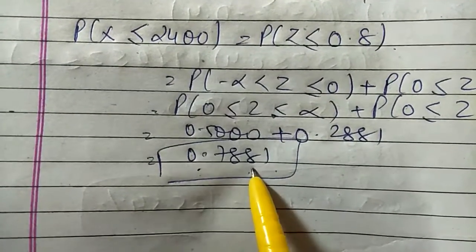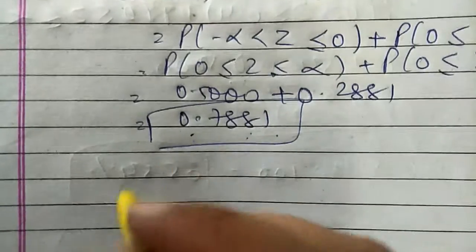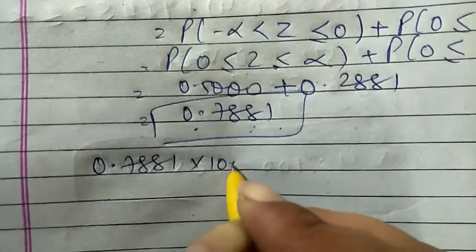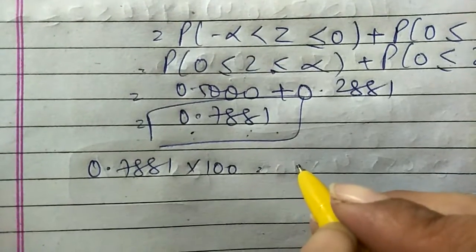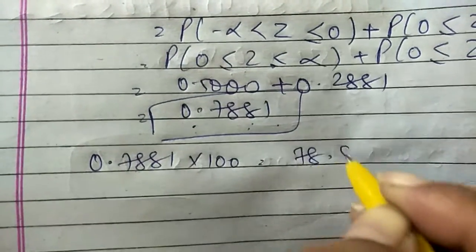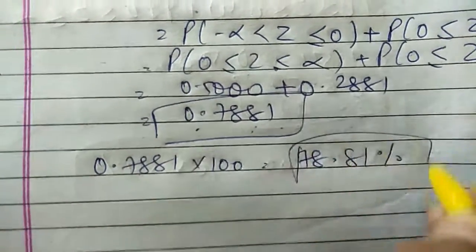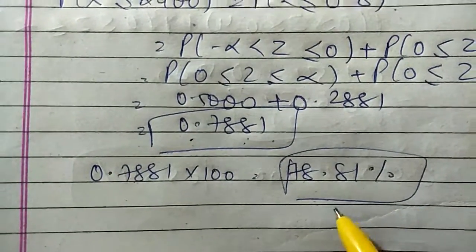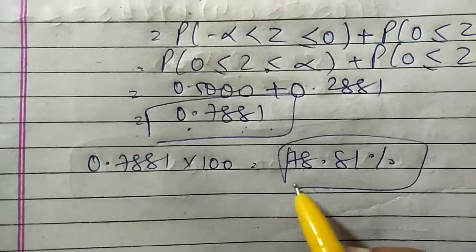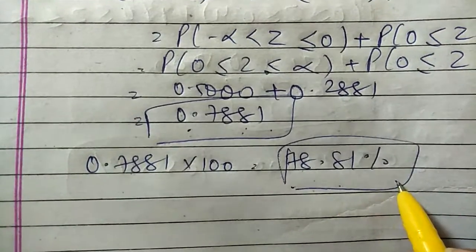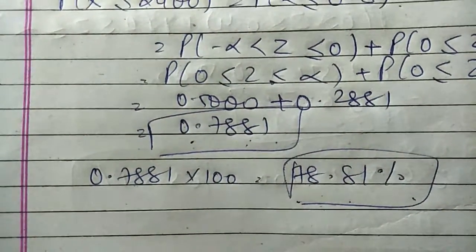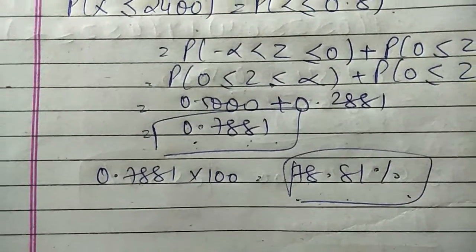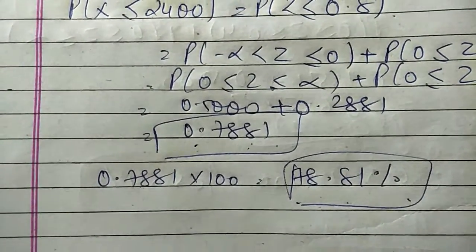Now we have to find the percentage for the same. So how we will find the percentage? So 0.7881 into 100 gives us 78.81%. So hence the percentage of the students having expense less than 2400 is 78.81%. Okay, so with this we complete our sum number 3 of section E, exercise 3.